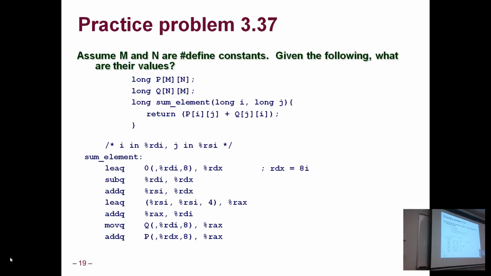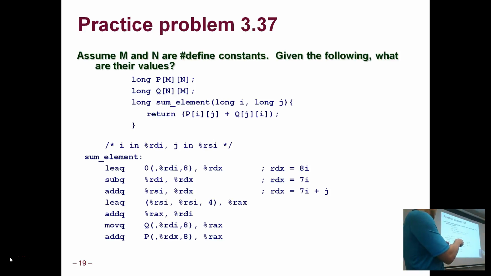Oh, I did animate this. All right, so let's walk through this. RDX has 8i. And this is how I would annotate it if you're working through these problems. And then you're subtracting RDI from RDX. Well, RDI still has I in it, so this is basically 8i minus i. It's 7i. All right. Adding RSI into RDX. RSI is J. So now you have 7i plus J in RDX.